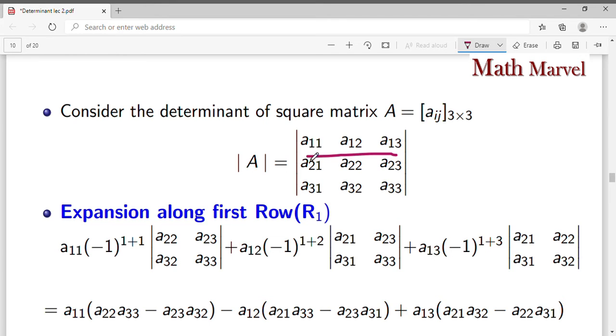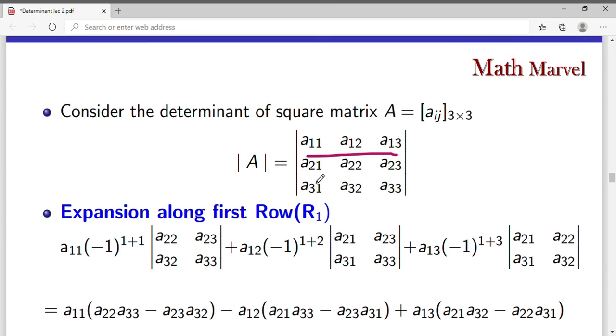Determinant: now A11 belongs to this column and this row, so hide these and write the determinant. So the determinant is a22 a23 a32 a33. Plus, now the second element of the first row, a12, minus 1 raised to 1 plus 2. This element is from the first row, second column, so hide them and write the remaining elements in a determinant. So a21 a23 a31 a33.